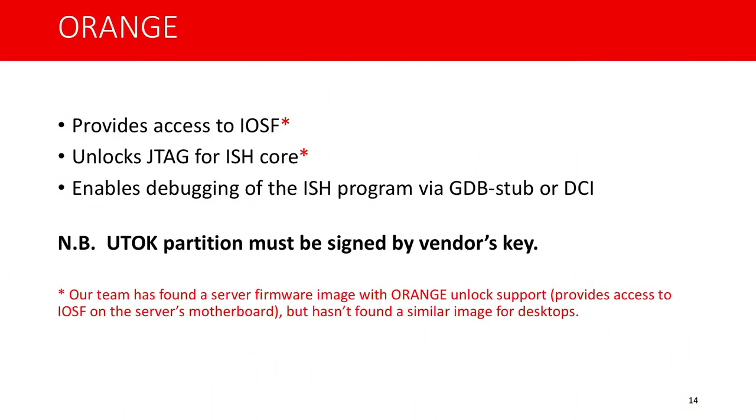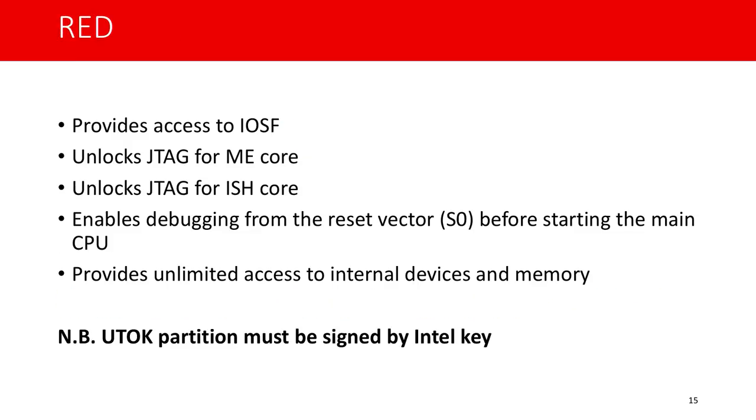And two types. Orange type means that vendors may use JTAG debugging for ICH, for example. And the UTOK partition for orange unlock must be signed by the vendor's key. This key is stored in FPF fuses. More interesting is red unlock, because this unlock provides full access to PCH internal devices, unlocks JTAG for the ME core, and provides unlimited access to ME memory.